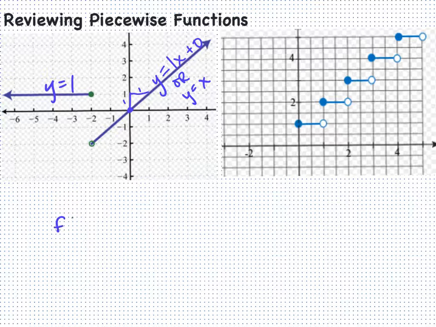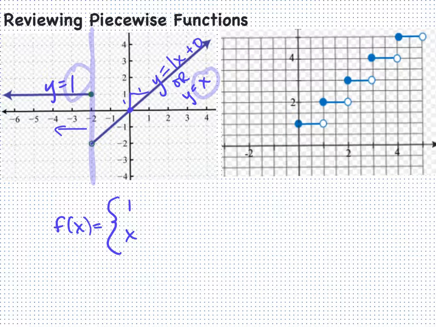I put the f of x equals 1. And then for the other one, I put x. So I'm just putting this part of my equation because the f of x takes care of that y equals. Then I have its domain. So if I look at this x value right here, this is where the y equals 1 stops and where the y equals x starts. So that's how I put my domain.